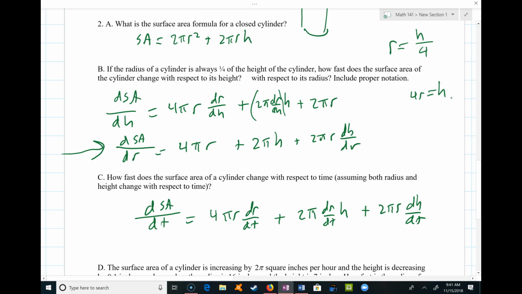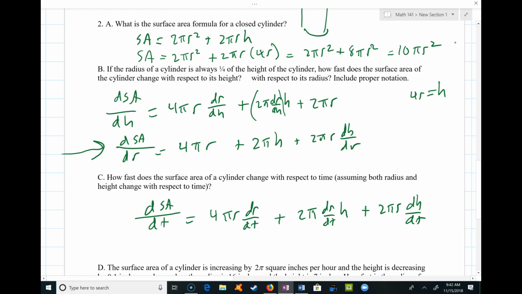So then I can go back to this original equation and say, okay, surface area is equal to 2 pi r squared plus 2 pi r times 4r. And notice my h's are gone now, right? So now I really have a 2 pi r squared plus an 8 pi r squared. Oh, look at that. I actually have a 10 pi r squared. That's nice. So now I just take the derivative of that, and I could plug in my r and plug in my dr dt, right?